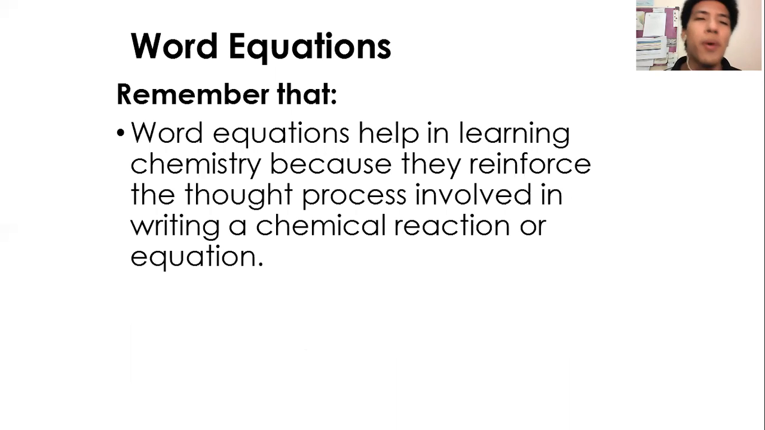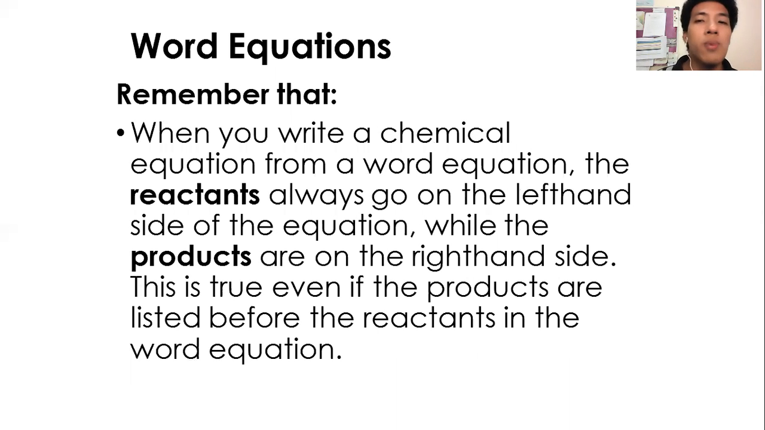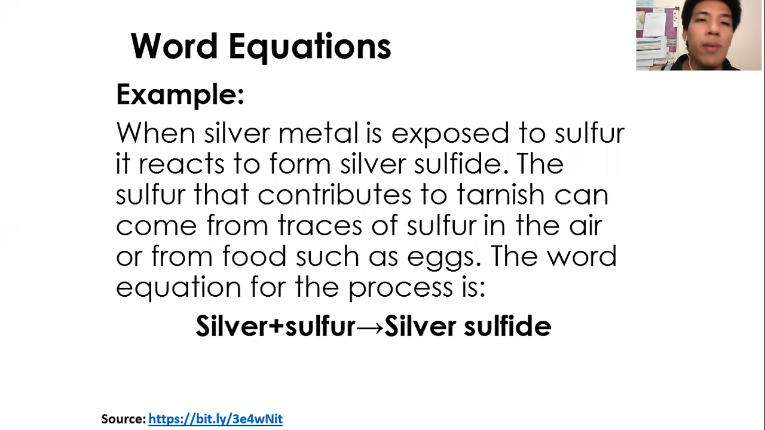We have to remember that a word equation helps us reinforce the thought process involved in a chemical reaction or equation, simply because we can again determine where the reactant is and where the product side is. So normally the reactant side is always on the left side of the equation and the product side is on the right-hand side. We have the following example.